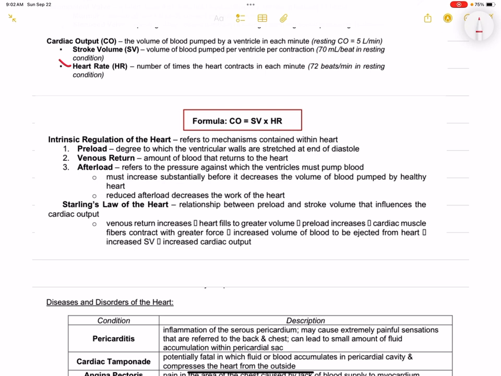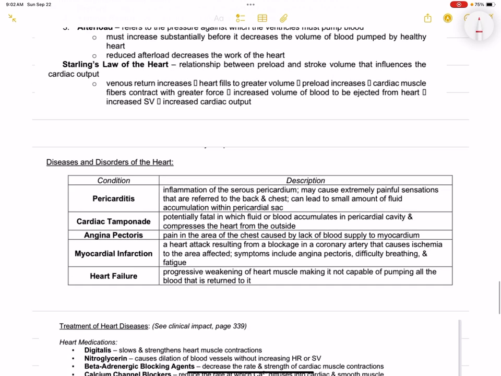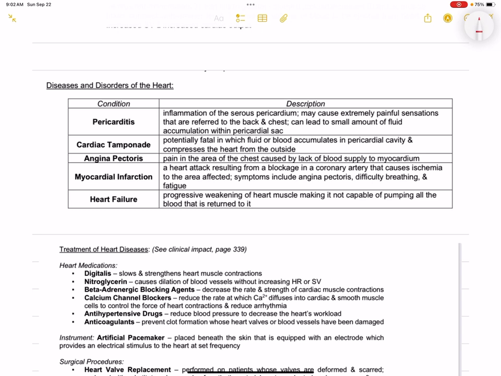So, Starling's law of the heart is the relationship between preload and stroke volume that influences the cardiac output. Okay? So, diseases and disorders of the heart. Pericarditis, from the word itis, is inflammation of the serous pericardium. It may cause extremely painful sensations that are referred to the back and chest, and can lead to a small amount of fluid accumulation within the pericardial sac.